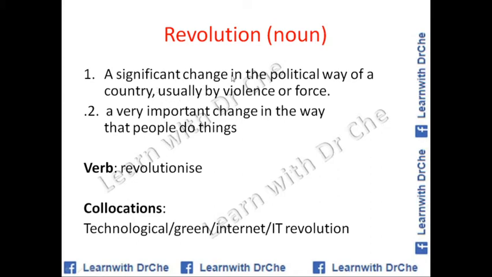A significant change in the political way of a country. This is a significant change, usually by violence or by force. Number 2 is a very important change in the way that people do things. Revolution is a very important change in the way people do things nowadays. Collocations we can use with revolution are technological revolution, green revolution, internet revolution or IT revolution.